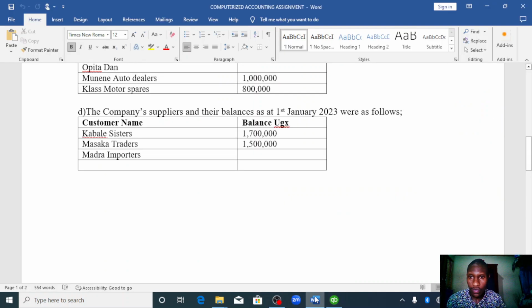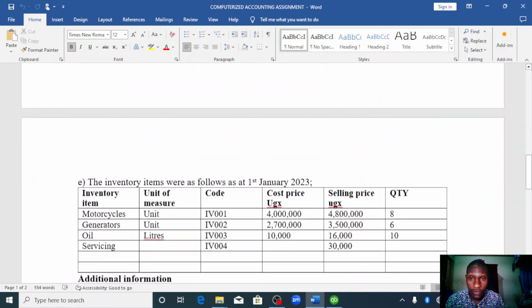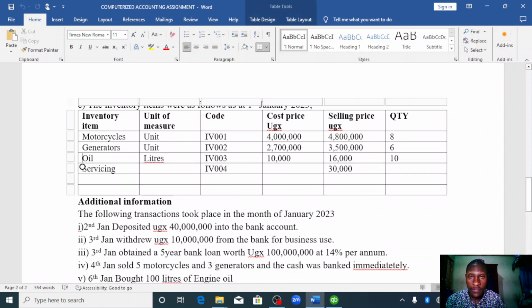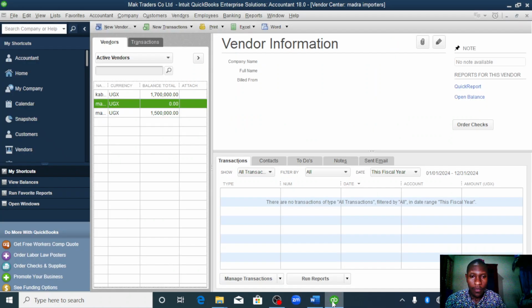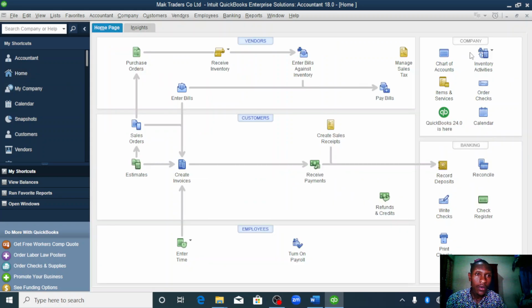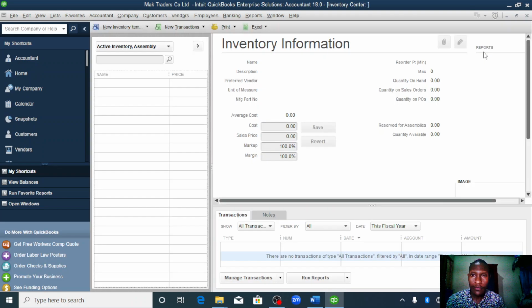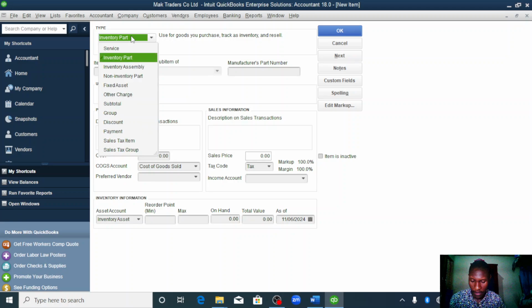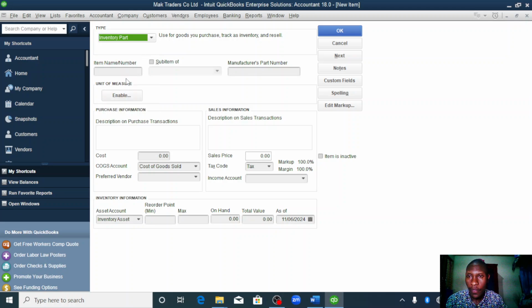So now we move to inventory items. We go to home, we go to inventory activities, then we go to new inventory item. We are having motorcycles. Before that, we first click on inventory part. Item, we are having motorcycles.